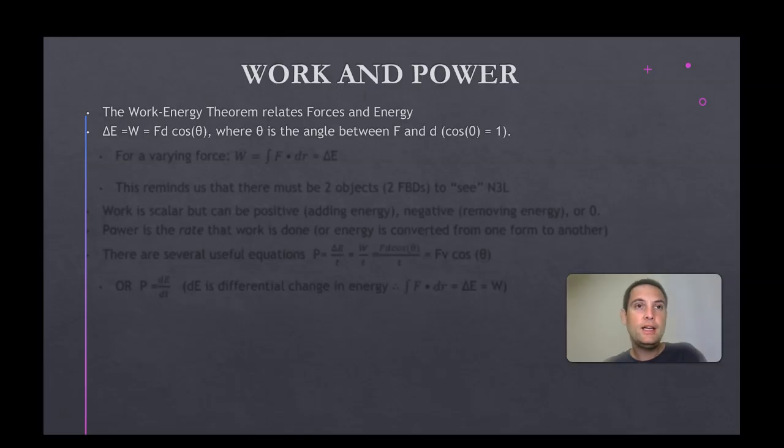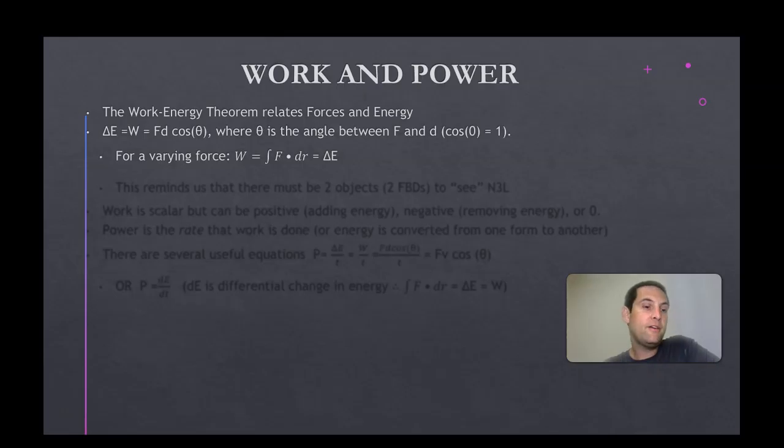And that equation is F D cosine theta, where theta is the angle between F and D. And just remember that cosine of 0 equals 1, so if they're both parallel, you have the maximum amount of work. If you have a varying force, then we're going to use the integral of F dr.